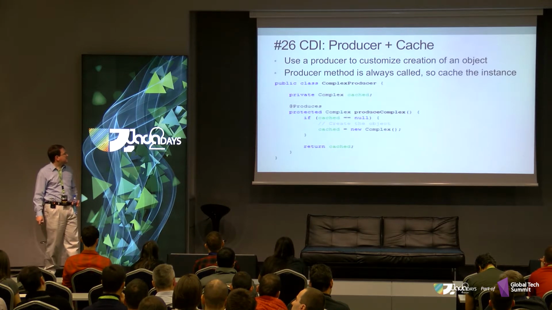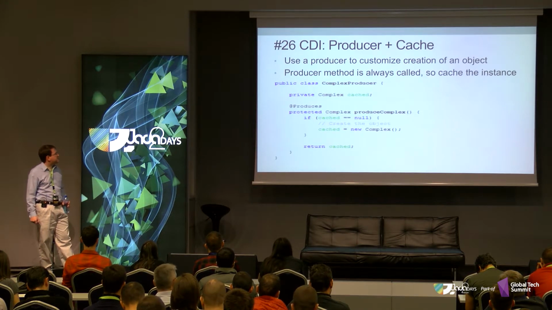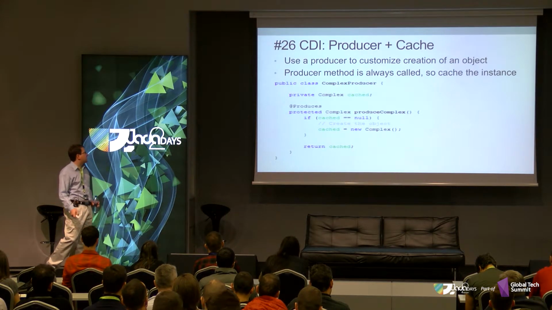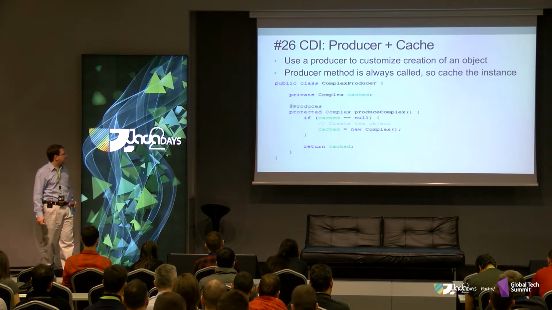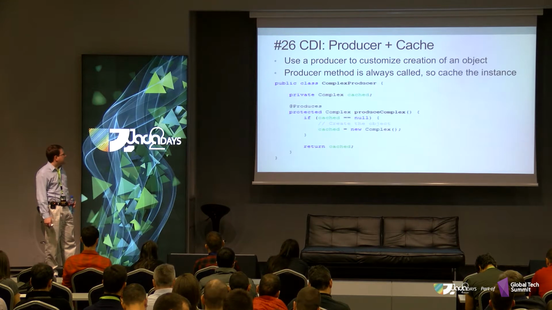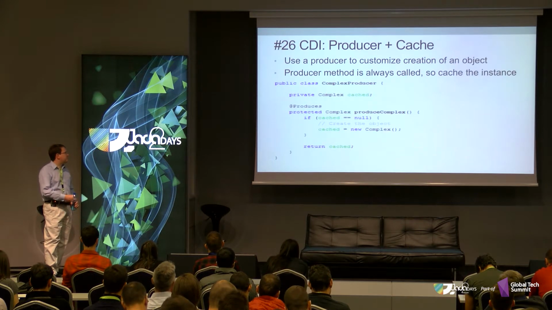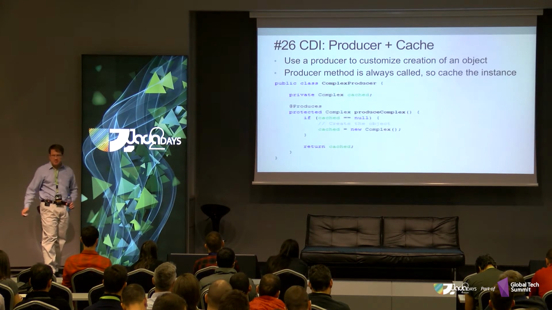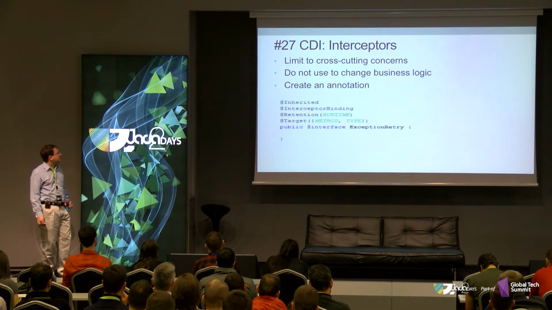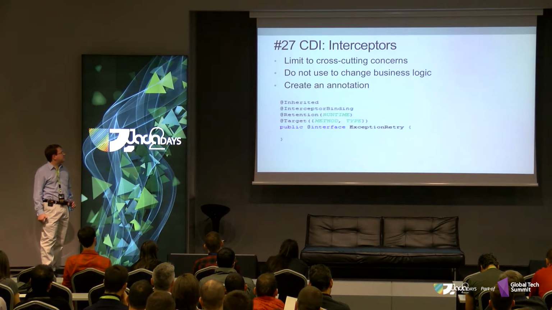The next one is CDI with producers and a cache. So you can use a producer to customize the creation of an object. The producer method is always called, so you can actually implement caching this way. So in the case here, we have a complex object that takes a while to create or is hard to create. So using a producer, we can actually cache the value and then return a new instance of it if it hasn't been initialized yet. This allows us to control generating CDI beans.